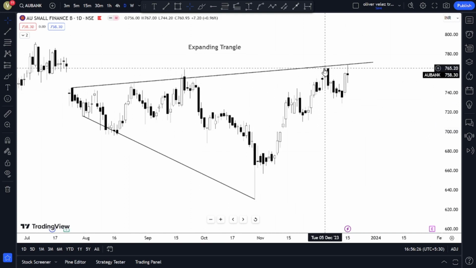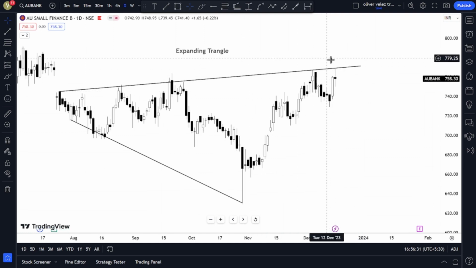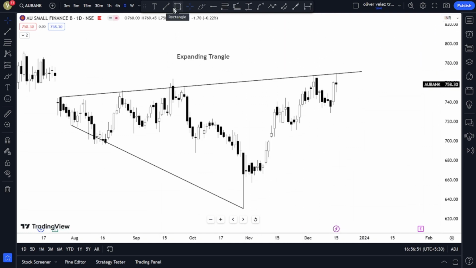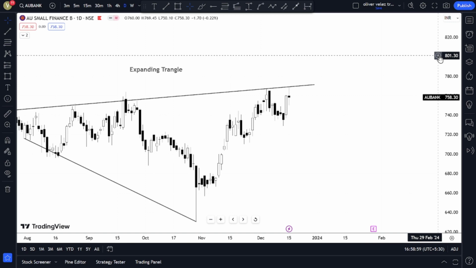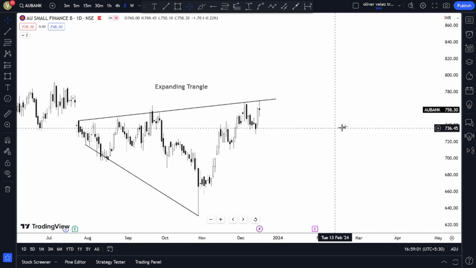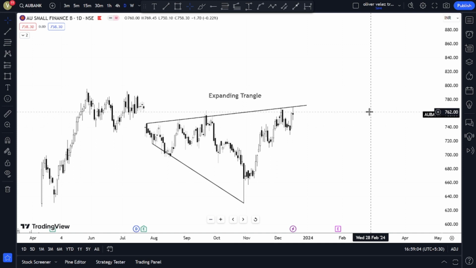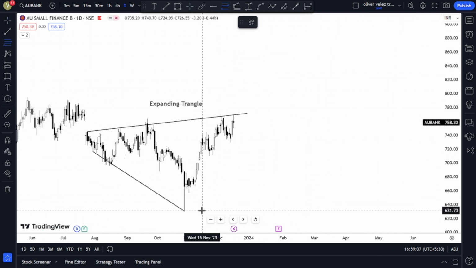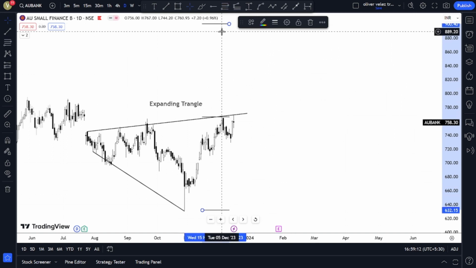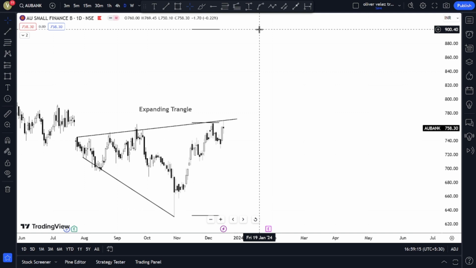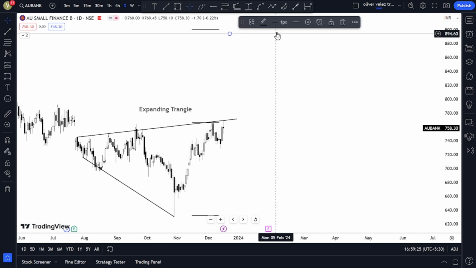Here is where the breakout needs to happen for the expanding triangle. After the breakout, how to enter this stock, where to place my stop loss, and where to keep my target? The breakout needs to happen on this candle. How much target can we expect? Usually expanding triangles give double the move. So from here to here is the move, and up to here we can expect a 1:2 risk reward.